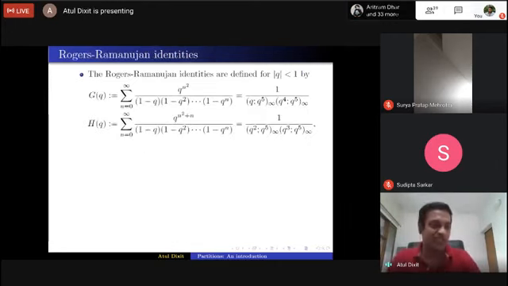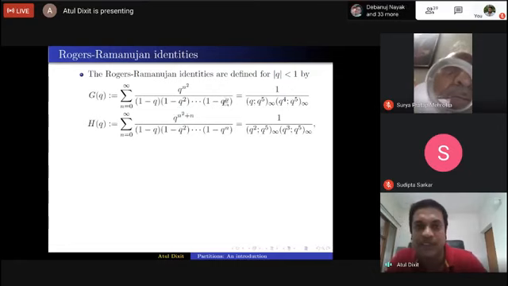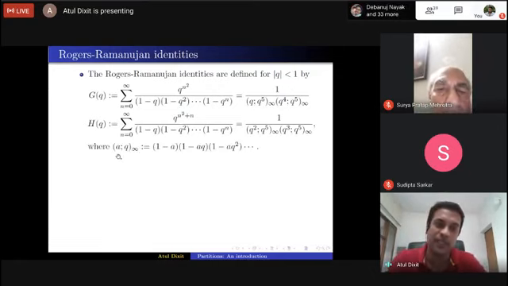I would like to discuss in the last part of my talk 2 very famous identities known as Rogers-Ramanujan identities. So these are denoted by, this is the first Rogers-Ramanujan identity, and this is the second Rogers-Ramanujan identity. So these are what are called sum to product identities. But I have not told you what the definition of this is, so let me go ahead with that first.